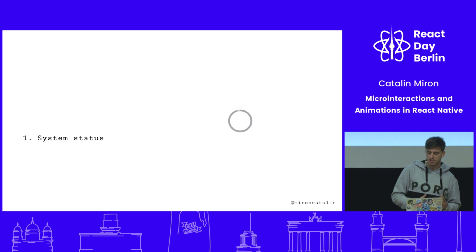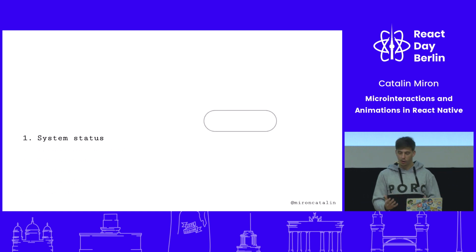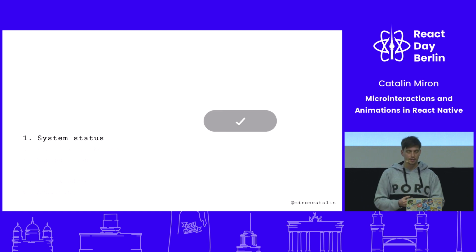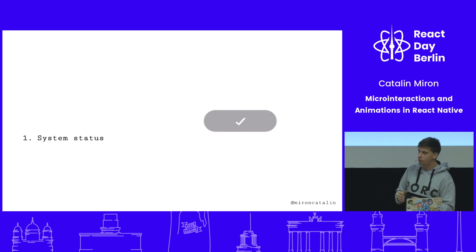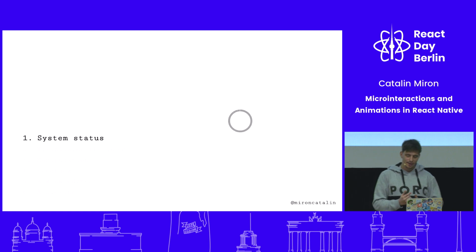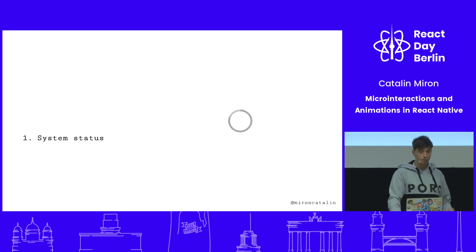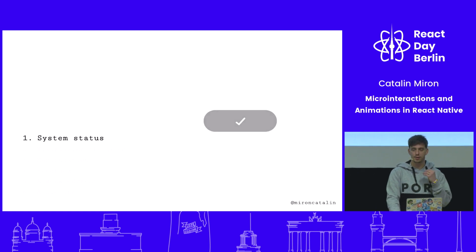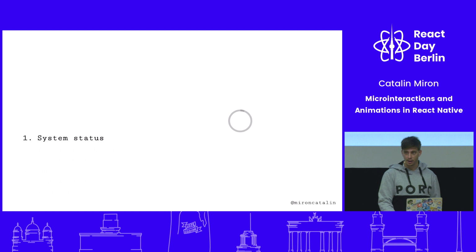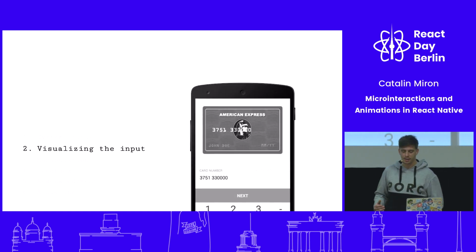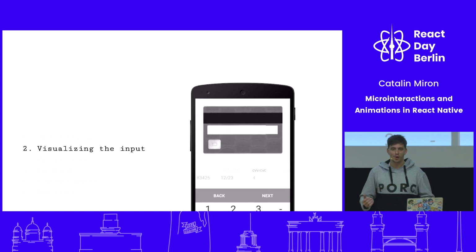Visibility of the system status plays an important role in your apps, because users want to know what's happening at a given time, and this will set the correct expectations and will let users know how long it's going to take to perform that action. So keeping the user informed whenever they perform an action is a good user experience. Visualizing inputs. I mean, forms are really boring.